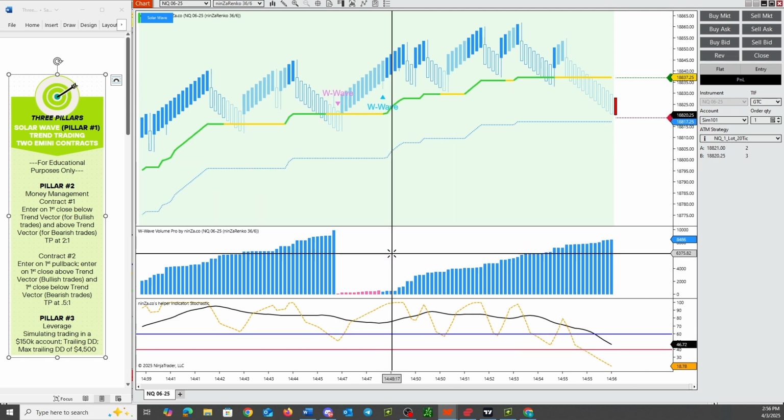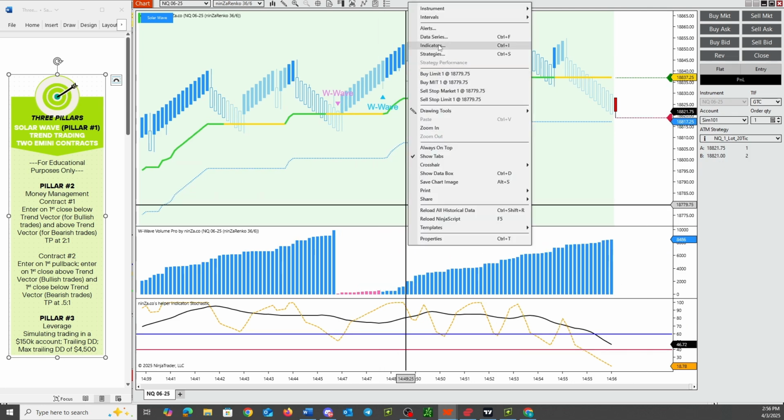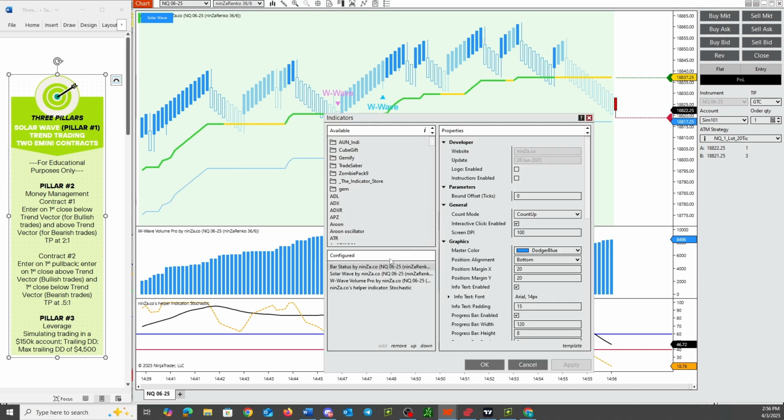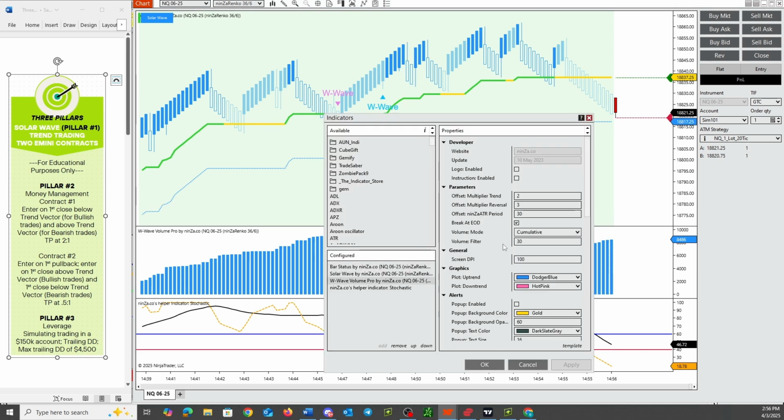No, it's set differently too, so you'll see that on the recording. The first part there, it's set for the trend is 2 and the multiplier reversal is 3, and then the volume filter is set to 30 for the NASDAQ.